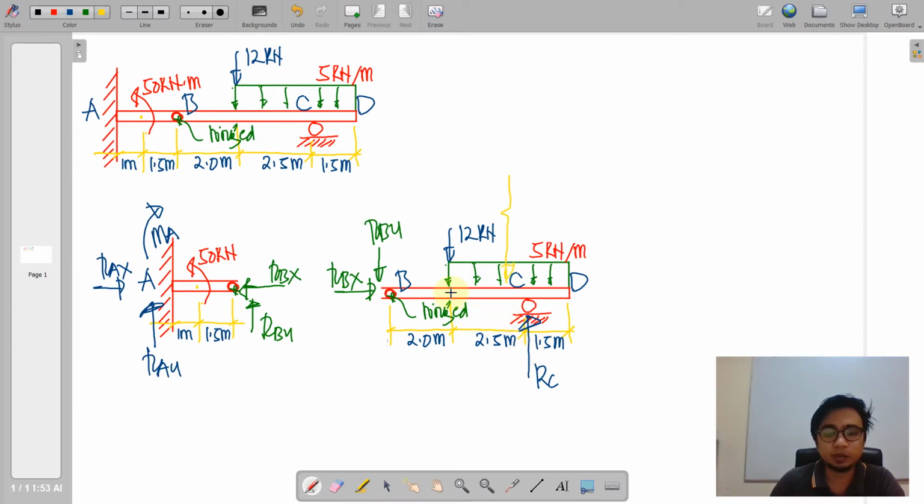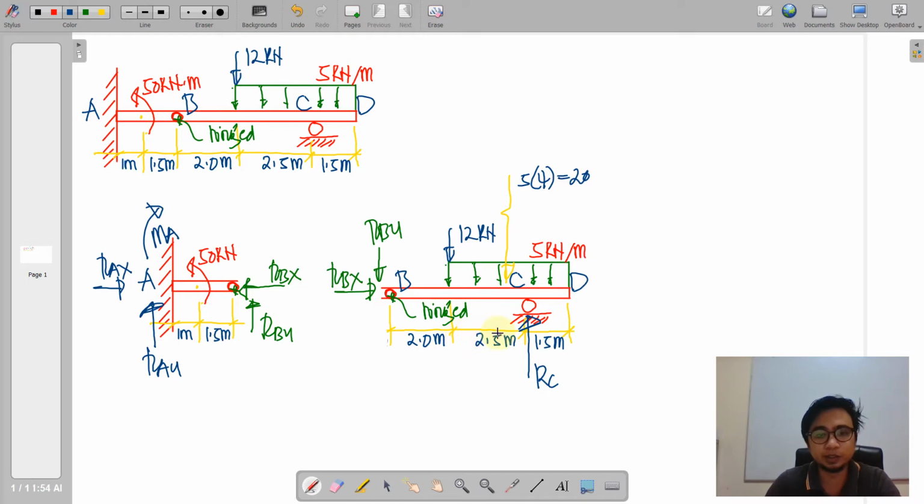And then we could already resolve this uniform distributed load. So we note of the length 2.5 plus 1.5, that is 4, to be multiplied by this 5 kilonewton per meter. So we have 5 by 4 is equal to 20.